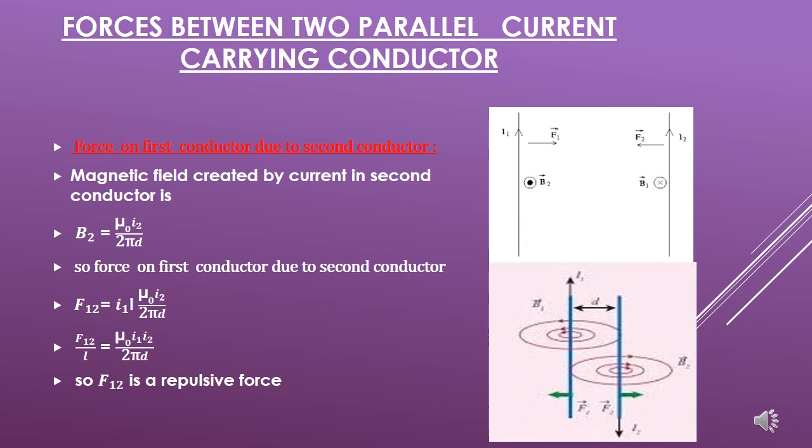Now we have to calculate the force on conductor 1 by conductor 2. According to Newton's third law, every action has an equal and opposite reaction. So this force should be the same as F21, but we can verify it. Conductor 1 is lying in a magnetic field created by conductor 2. So how much is the magnetic field of conductor 2? B2 equals mu naught I2 upon 2 pi D.